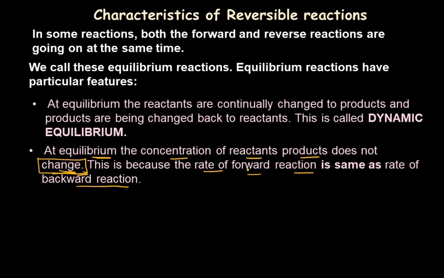This is because the rate of forward reaction is the same as the rate of backward reaction. So you can say that the speed of forward reaction is equal to the speed of backward reaction, and that is the reason that the concentration of reactants and products does not change at equilibrium. When we say does not change, that does not mean that the concentration of reactants and products are the same. No, they are not the same. But whatever concentration is present, that concentration does not change.